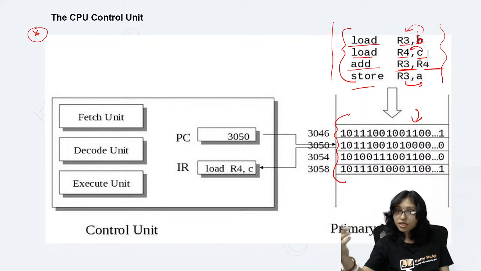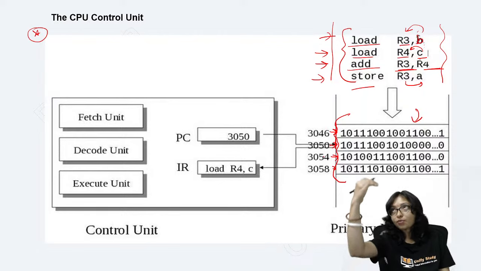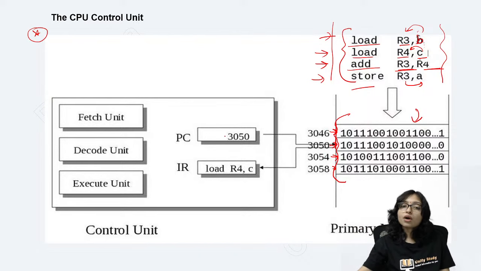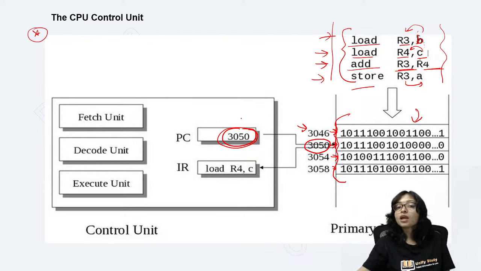And how is the execution going on? You can see each and every instruction is stored in memory. This is a memory location, this is a memory location, and it stores them one by one. Now, the program counter is holding the address of the memory location, meaning which one I am going to execute next. The current instruction is this one, but the next instruction is 3050 in that location. That's why the program counter is holding the address of this instruction.